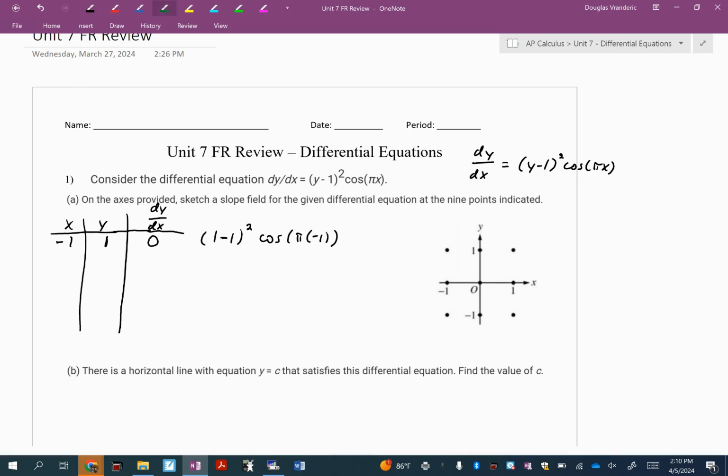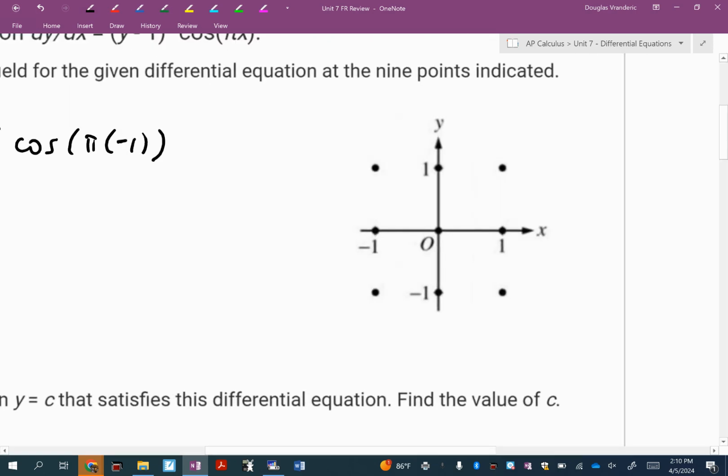Remember, I'm going to use a different color. You're probably not going to use a different color. But when you zoom in, if the slope is 0, make sure that your line on your point is a horizontal line. That's a slope of 0. I guess technically that was close. I'll try again. There we go. Okay? Everybody all right with the first one?